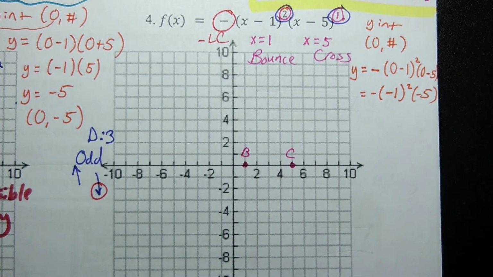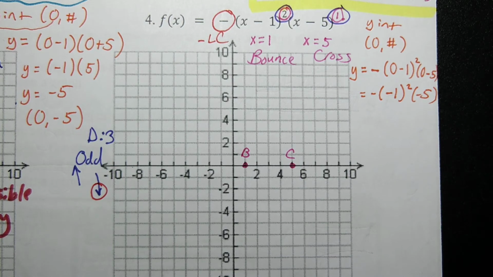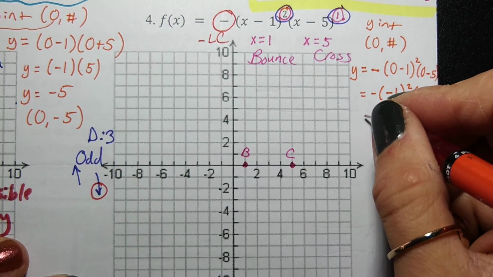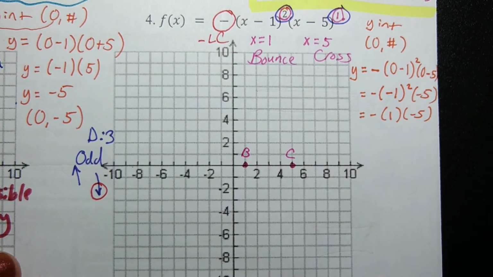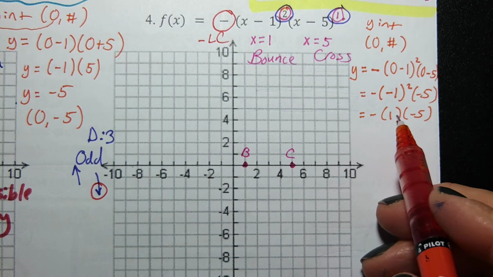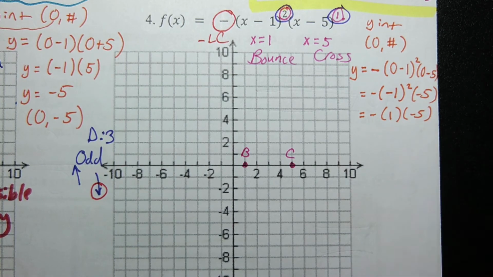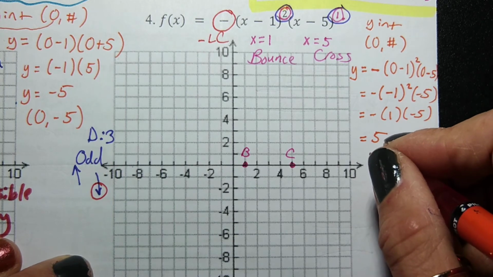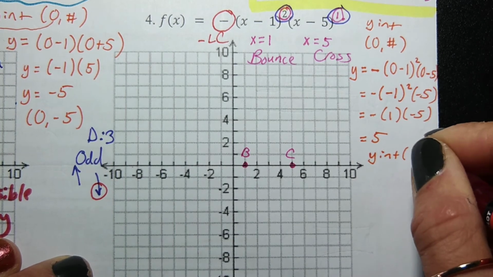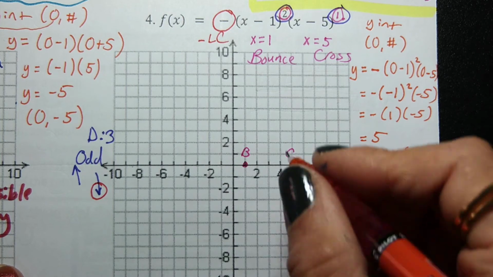Now I know that it's really tempting to change that into a plus sign, but why can't we do that? Exponent, you have to take care of the exponent first. So negative 1 times negative 1 is a positive 1. And now we can multiply. Negative times 1 is negative 1, times negative 5 is a positive 5. So boom, my y-intercept is 0, 5.